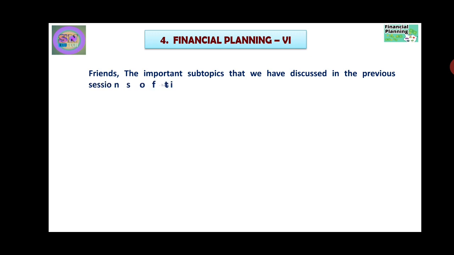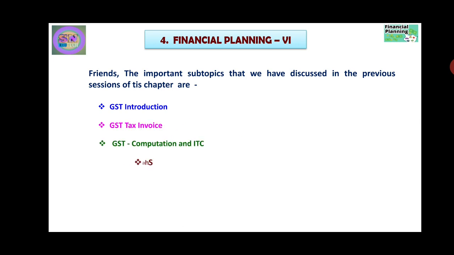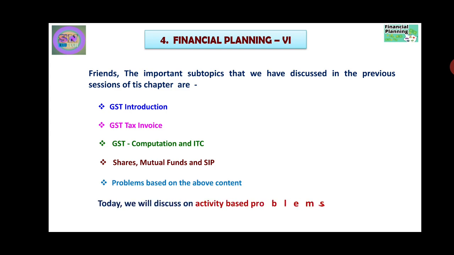In the previous sessions of Financial Planning Part 1 to 5, we have discussed different topics and subtopics from this chapter. Those are GST introduction, GST tax invoice, GST computation and ITC, shares, mutual funds and SIP, and problems based on the above content. Today we will continue with activity based problems. Before that, we will see what we have learned in this topic, that is, some important formulas and hints.